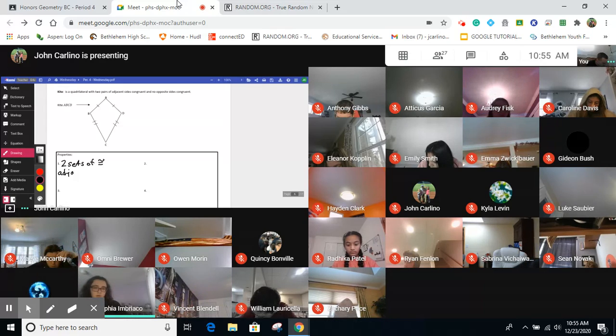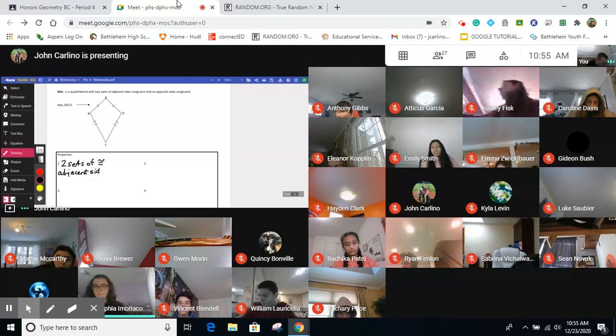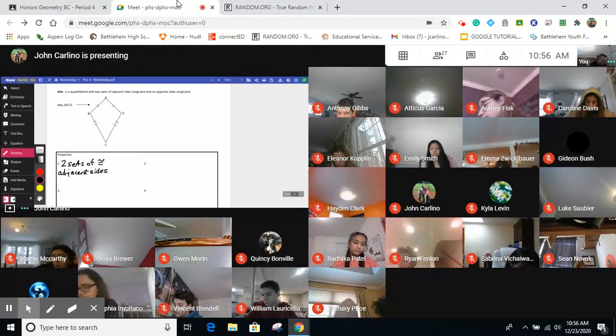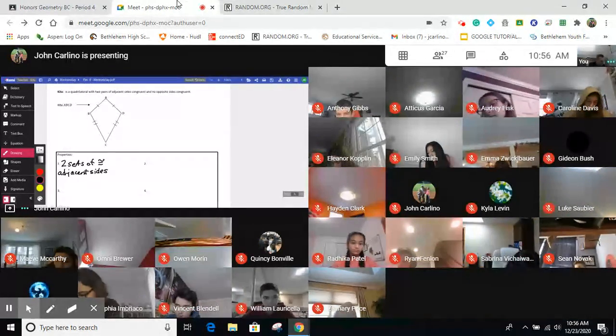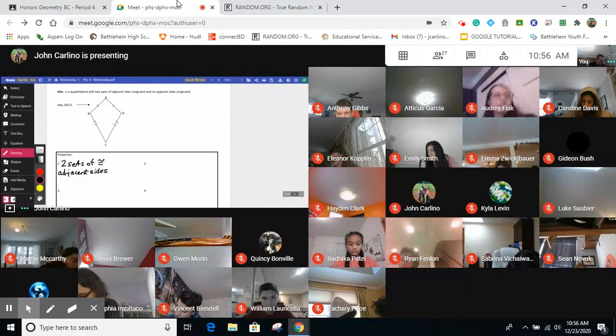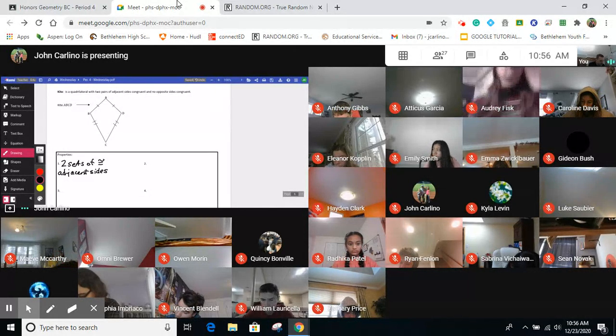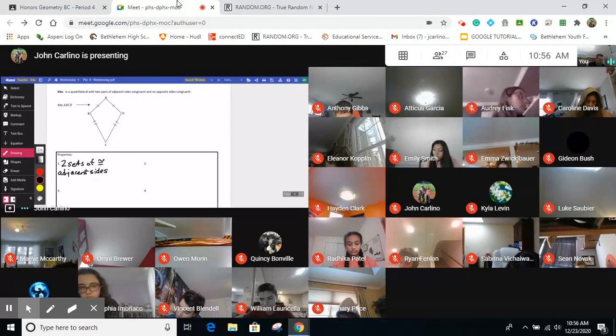So the first one you use as like adjacent or consecutive? No, same thing. Two sets of congruent adjacent sides. They do not have any opposite sides congruent. So that's already marked on your diagram. Go ahead, question.